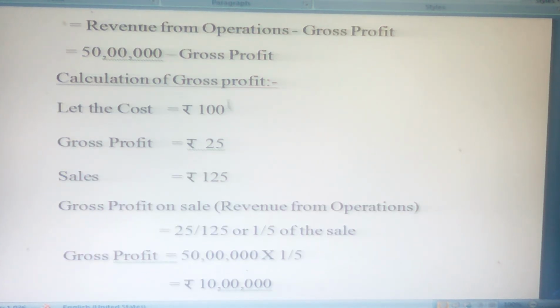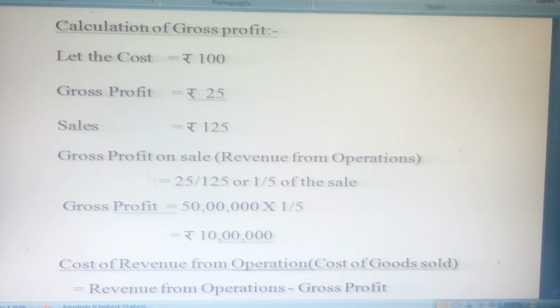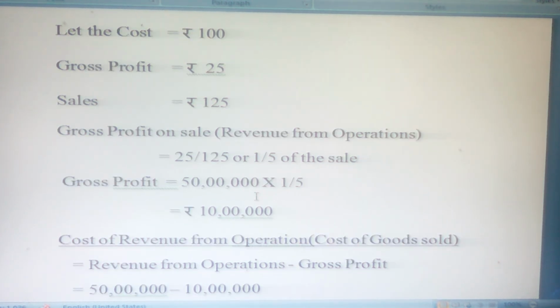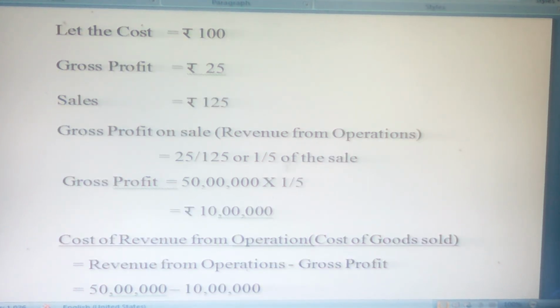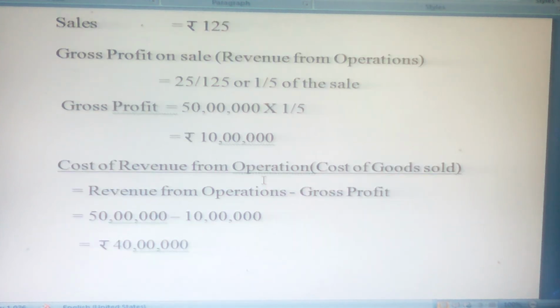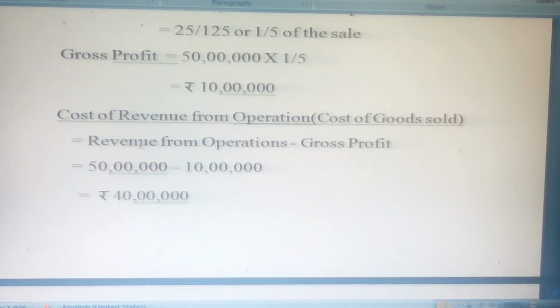Consider cost as 100. Gross profit is 25% of the cost, so naturally our sales is 125. The gross profit on sales is 25 divided by 125, which gives 1/5 of sale. Here you should be very careful how we get the equation. So gross profit is 1/5 of the 50 lakhs revenue from operations, which gives 10 lakhs gross profit. Now we can calculate cost of revenue from operations: 50 lakhs minus 10 lakhs gives 40 lakhs.